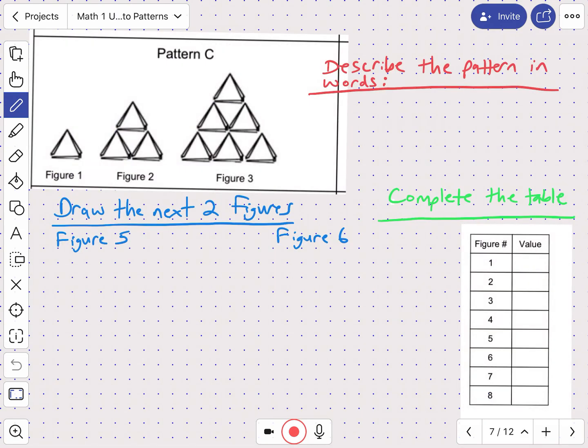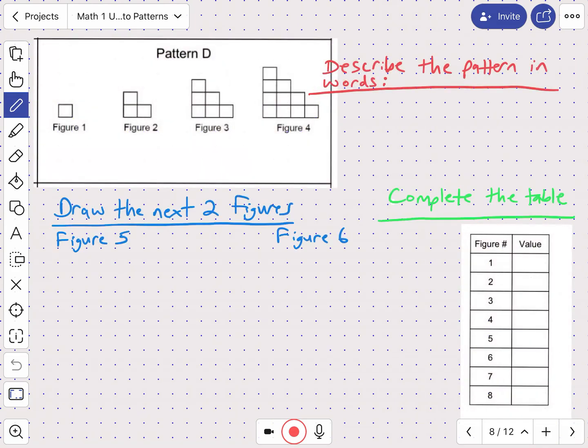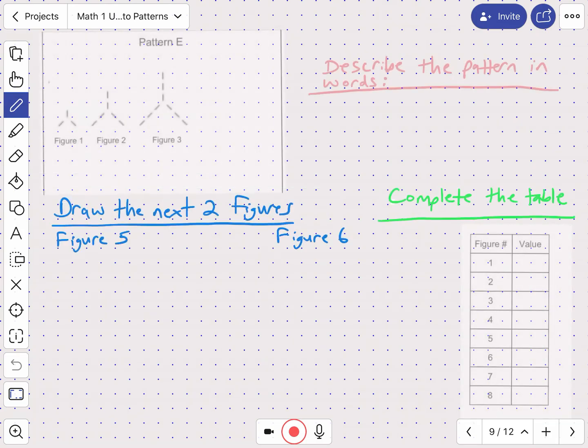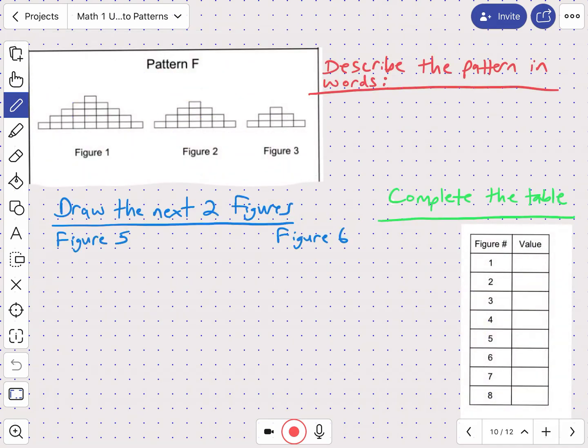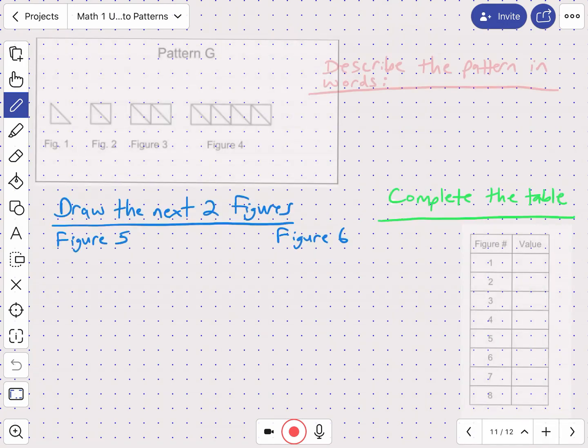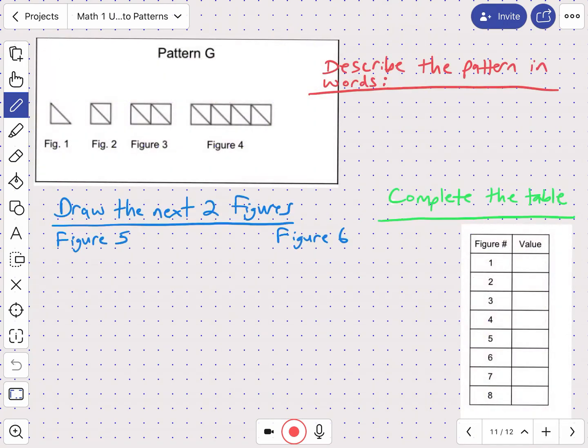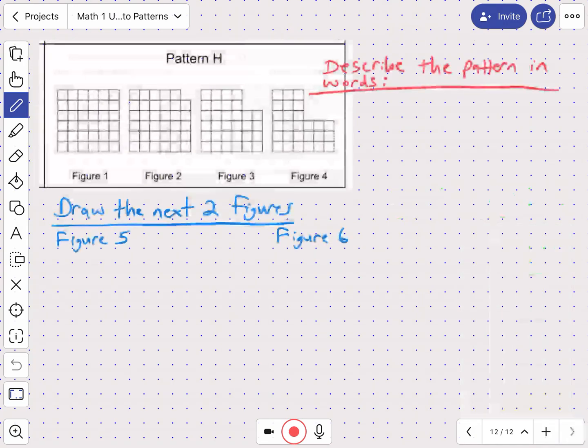Okay, here's pattern C. Pattern D. Make sure you're pausing the video to complete these. Pattern E. Pattern F. Pattern G. And pattern H. Alright, so after you're done with all of these, we're going to be able to have a discussion about it.